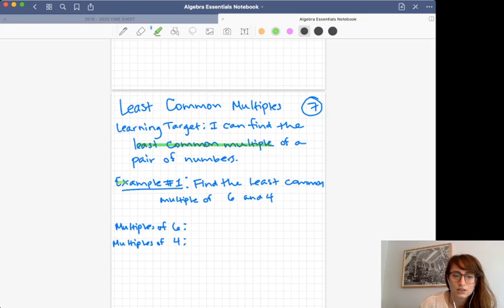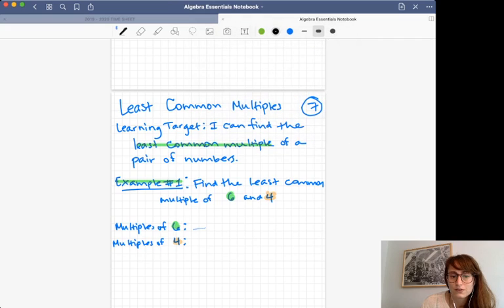And then just like I did last time, highlight where it says example number 1, so I know where to find the examples when I look at my notes. And then we have two numbers here. We're going to do 6 and we're going to do 4. So first, we're going to do what we did on page 5 of our notebook, which is just list some multiples of 6. I'm going to start by doing the first 5 multiples.